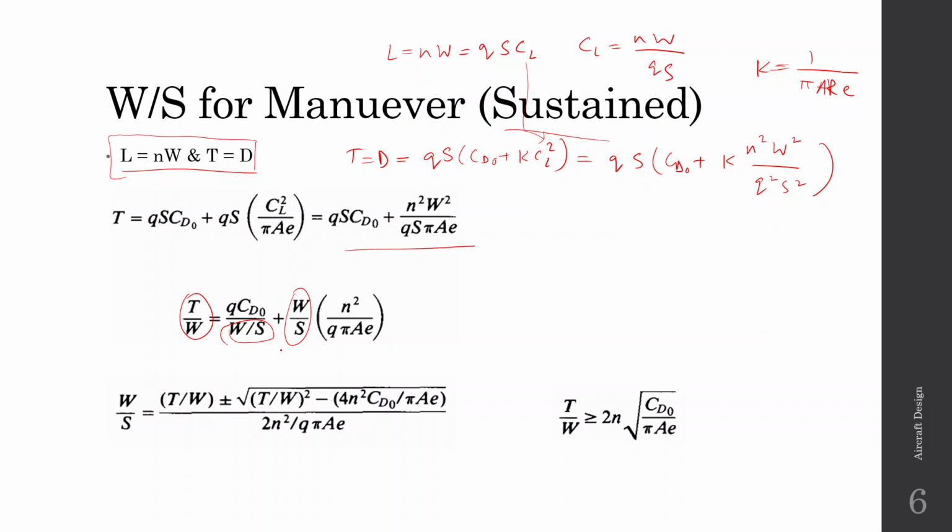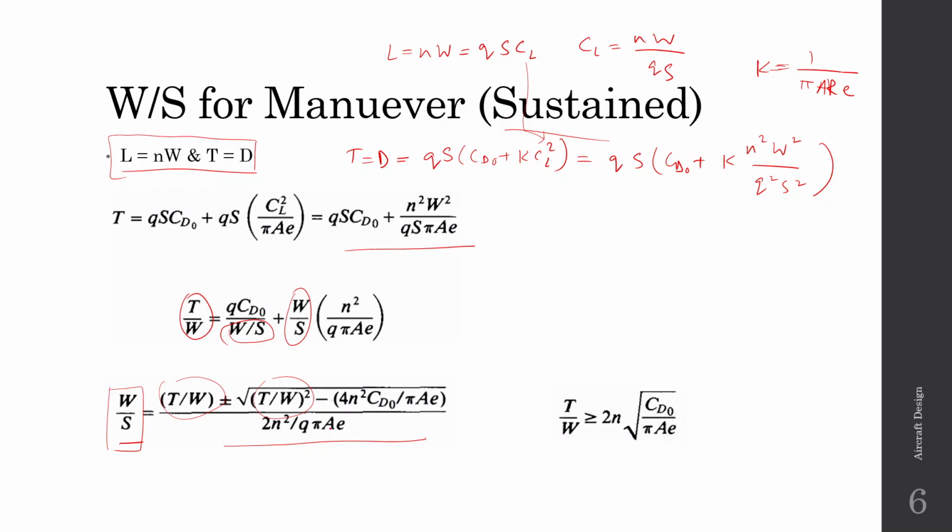Now this wing loading appears as a quadratic term. So it will become a quadratic equation in the wing loading, and then you can use the quadratic formula to get an equation like this, an expression for the wing loading. You can see that it mainly depends on the thrust to weight ratio.